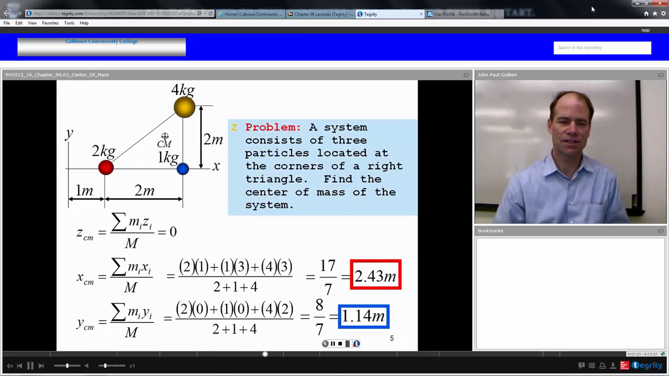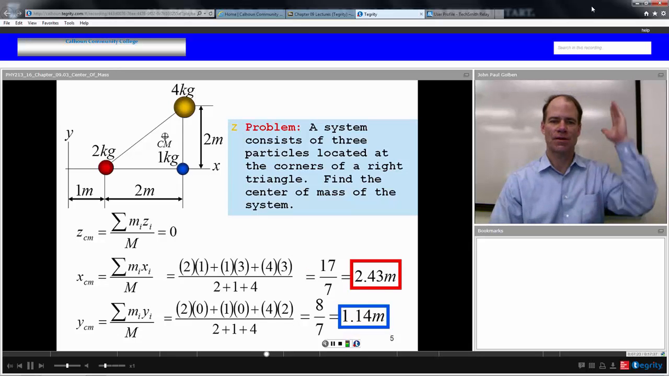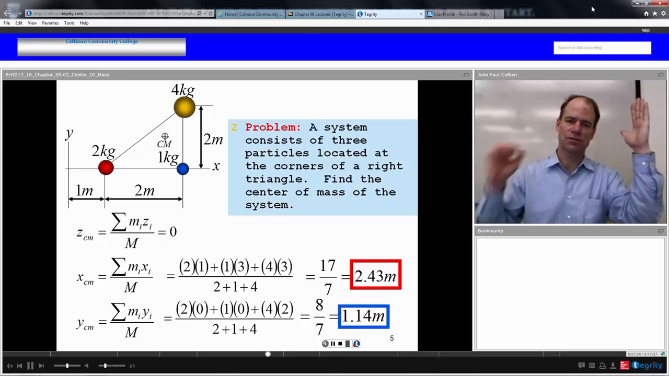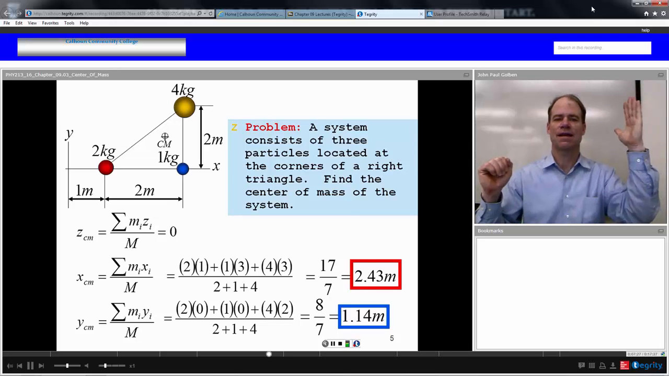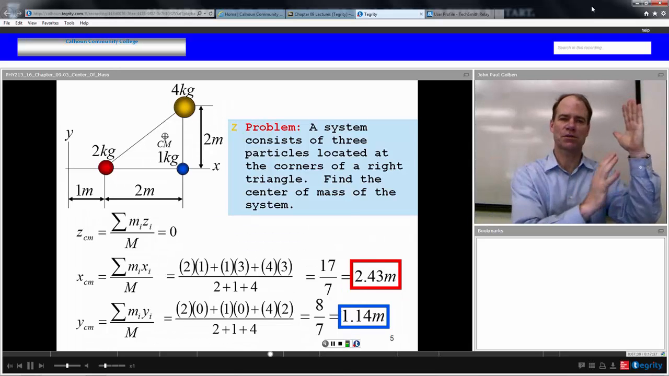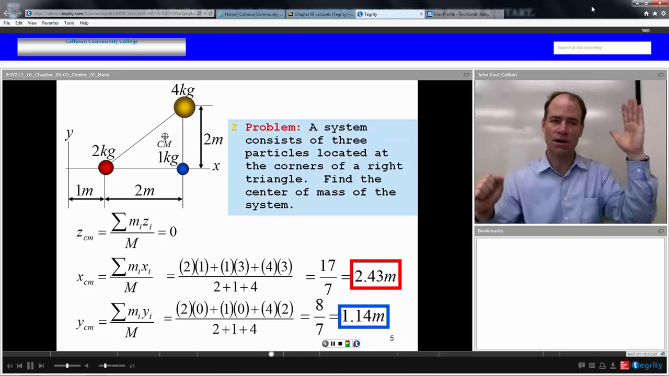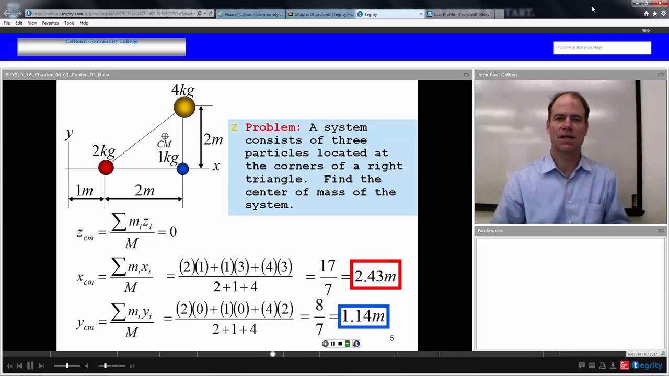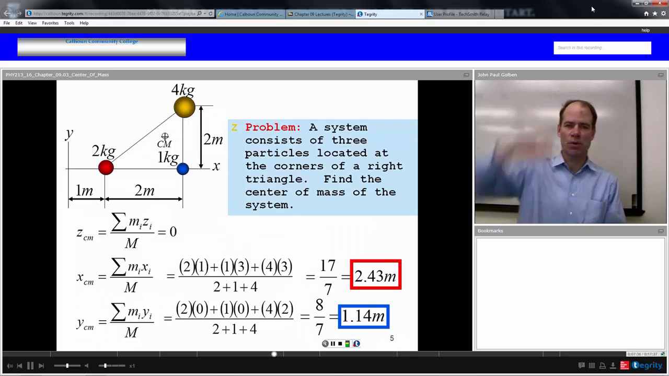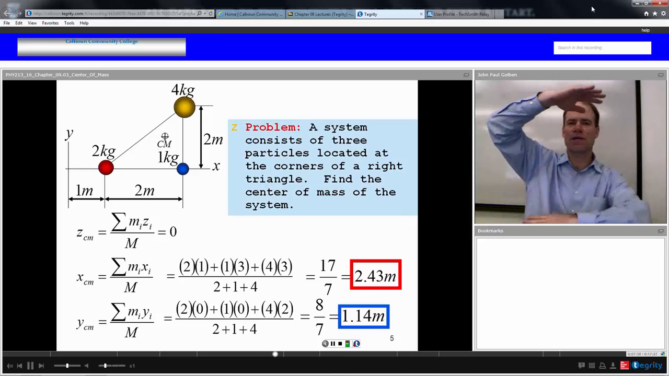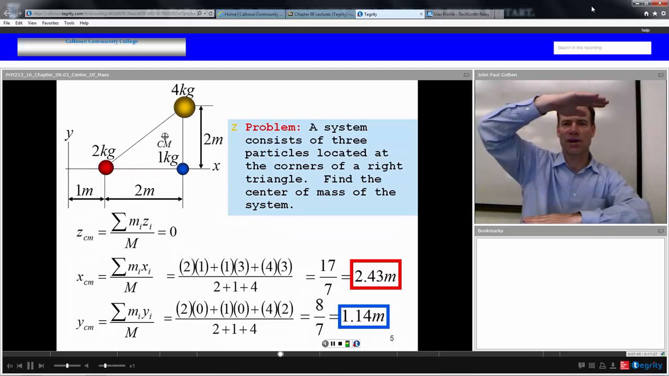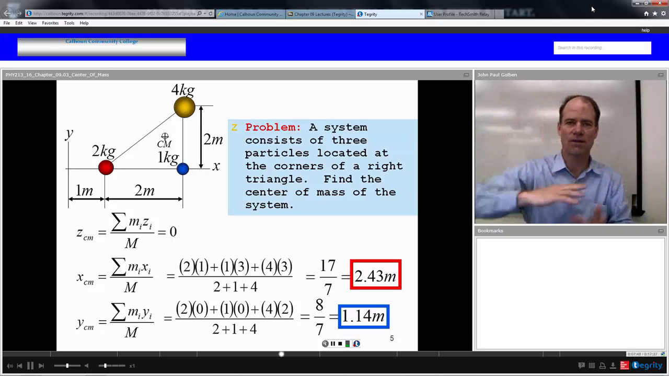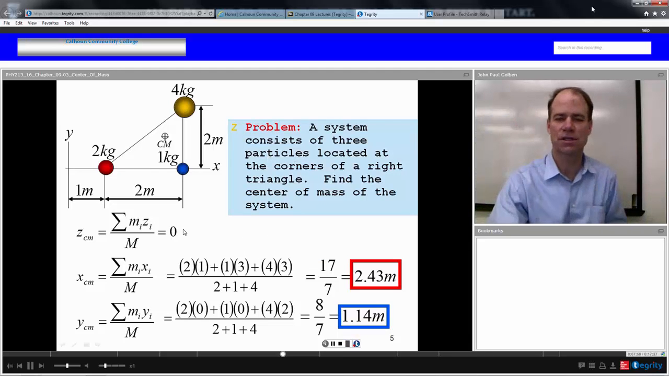Note, if you look in the x direction, that you have 5 kilograms over here and 2 kilograms over here, and we are much closer to the 5 kilograms than we are to the 2 kilograms. Likewise, in the y direction, we have 4 kilograms up here and 3 kilograms down here, and we're a little bit closer at 1.14 to the 4 kilograms than we are to the 3 kilograms. So we can think of that weighted position in that sense.